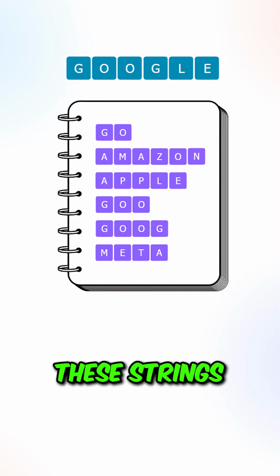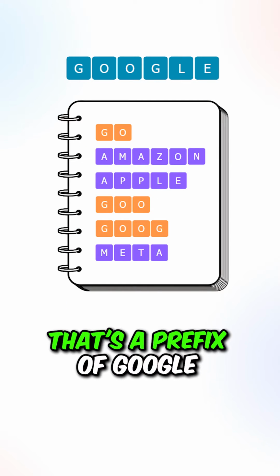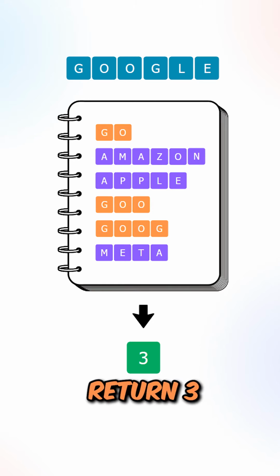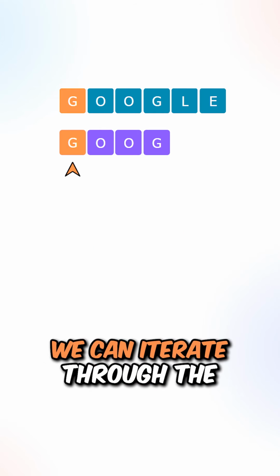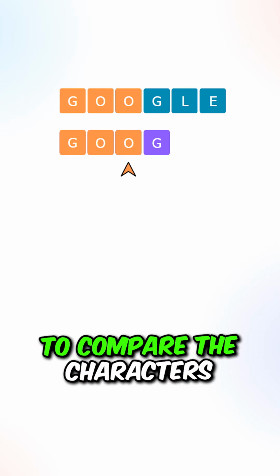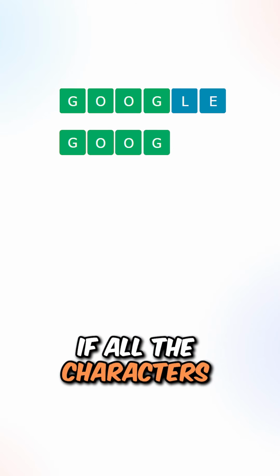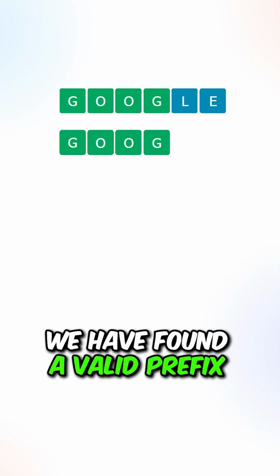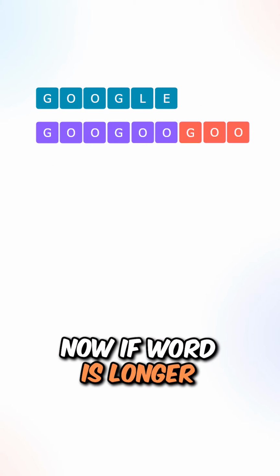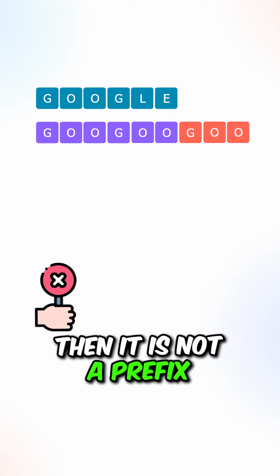Let's say we're given these strings. Here are three words that are a prefix of Google, so we can return three. Let's go over the process. We can iterate through the indices of the word to compare the characters. If all the characters are the same, we have found a valid prefix. Now, if the word is longer than string s, then it is not a prefix.